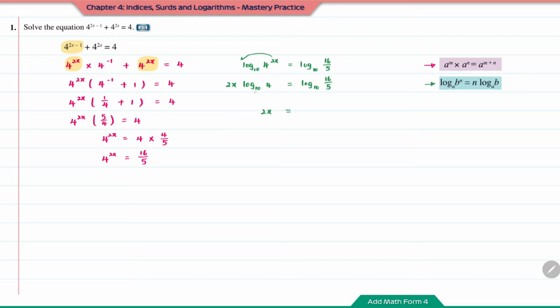Next, I'm going to move this log base 10 of 4 to the right hand side. So it will be log base 10 of 16 over 5 divided by log base 10 of 4. So solve this using your calculator. You're going to find that it is equal to 0.8390. So x is equal to 0.8390 divided by 2, which is equal to 0.4195.